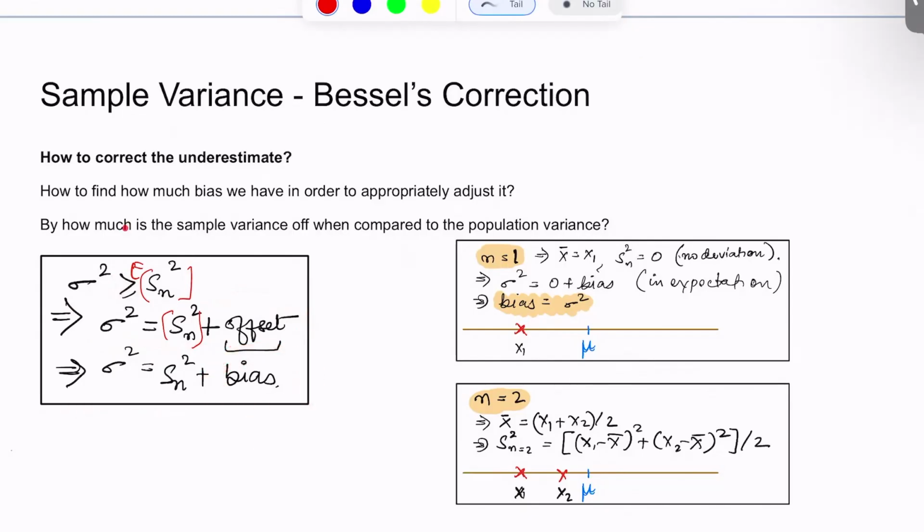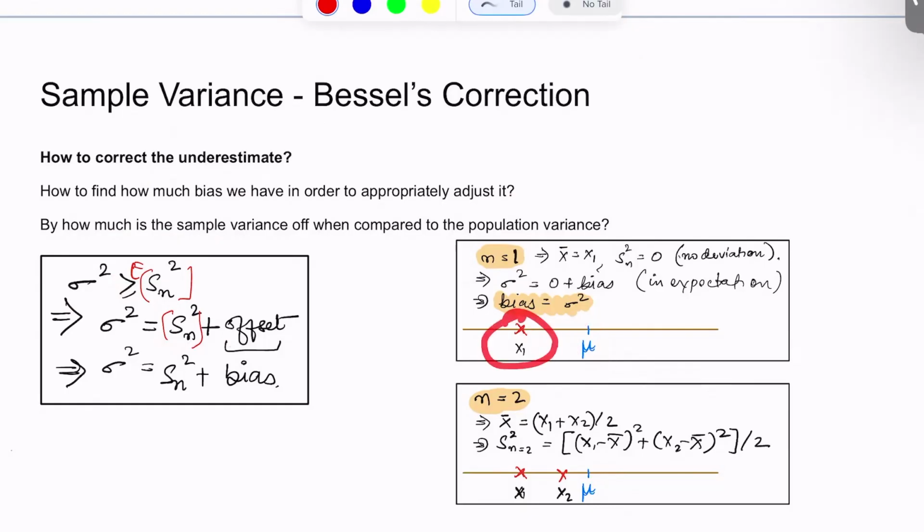So basically, we're trying to find by how much the sample variance is off when compared to the population variance, or how much bias we can have in order to appropriately adjust it. Is the adjustment of n minus 1 sufficient or not? So let's take, for example, n equal to 1, that is, we are just considering one sample, and we have the population mean to be mu, and we just take one sample.